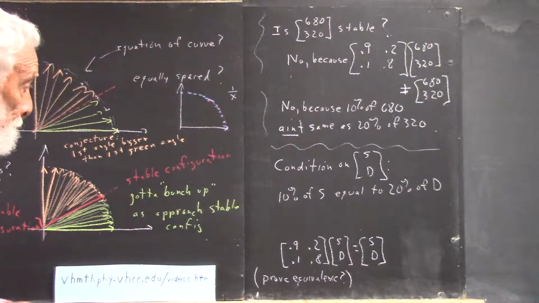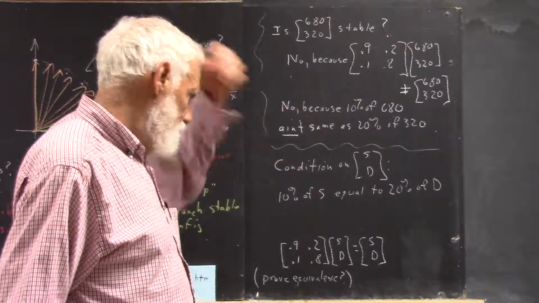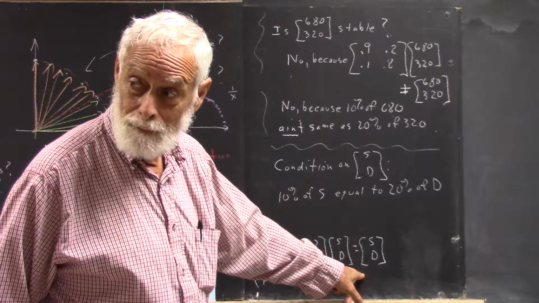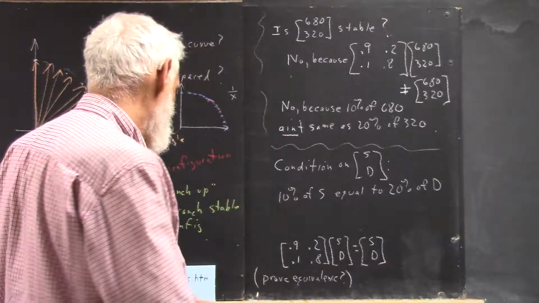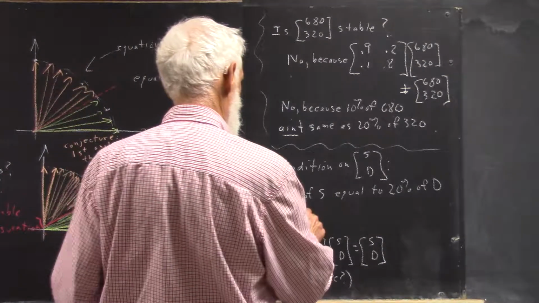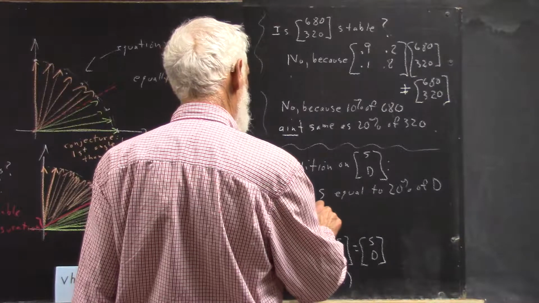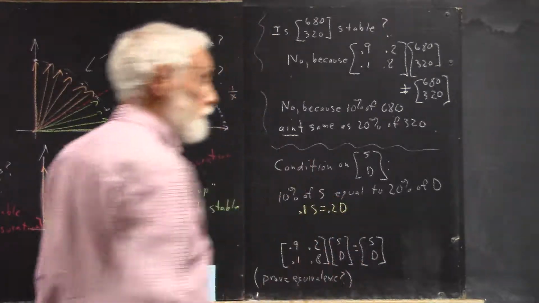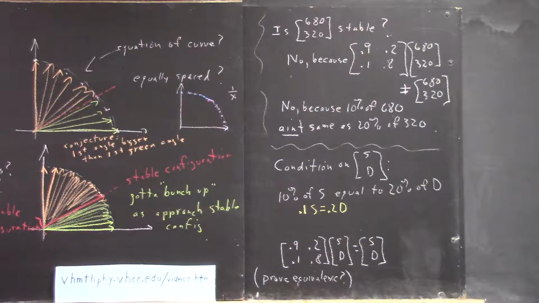Well, this is in pretty standard mathematical notation, right? This says that 0.1 S has to equal 0.2 D, right? Okay?